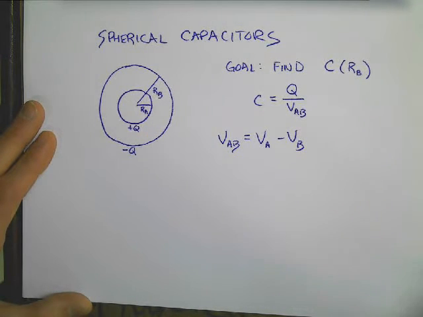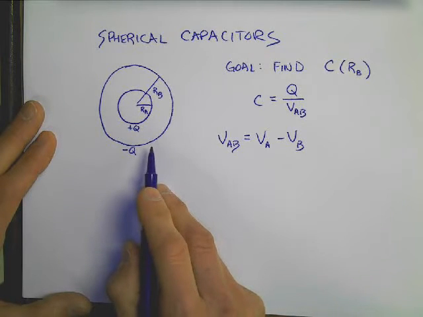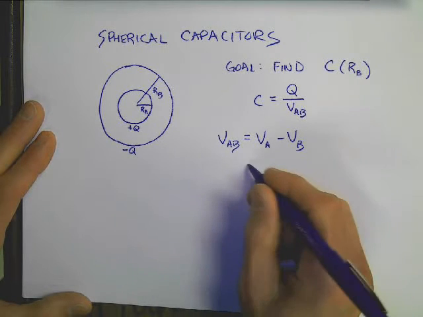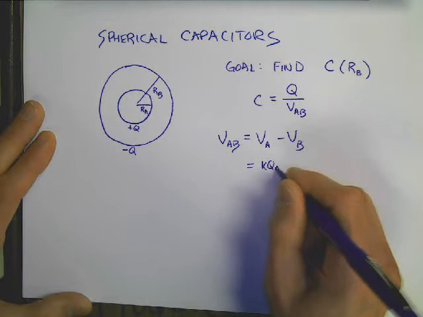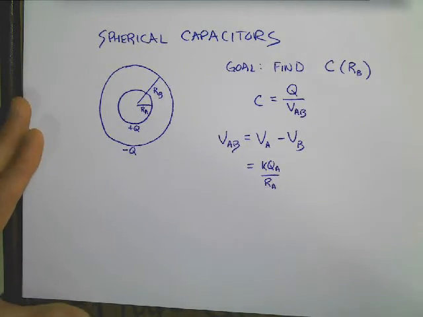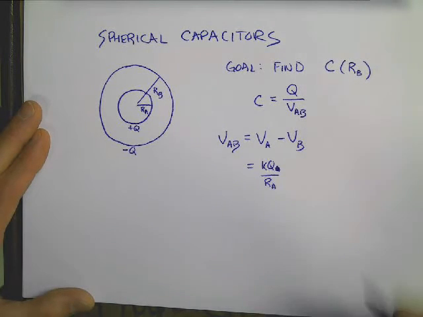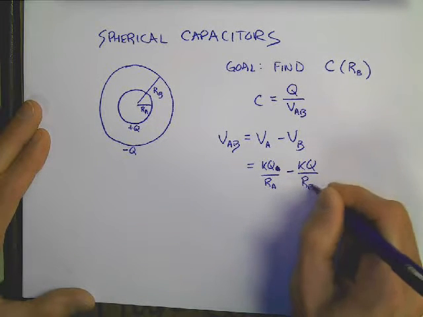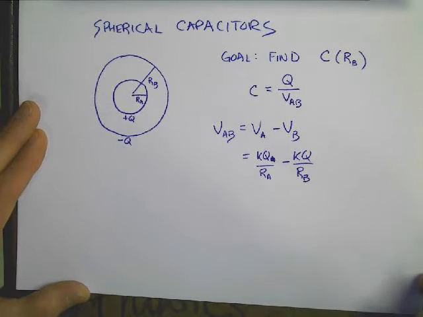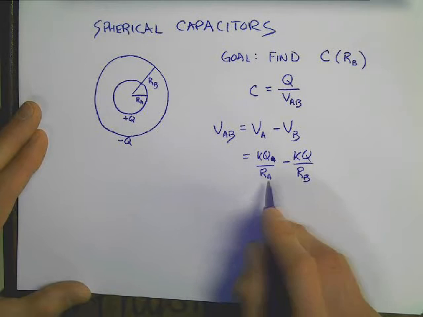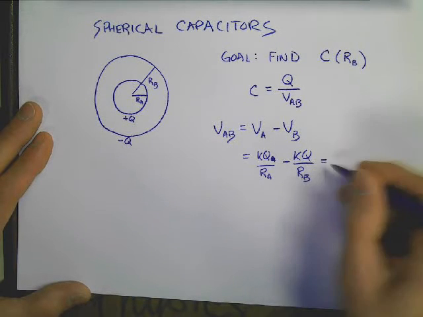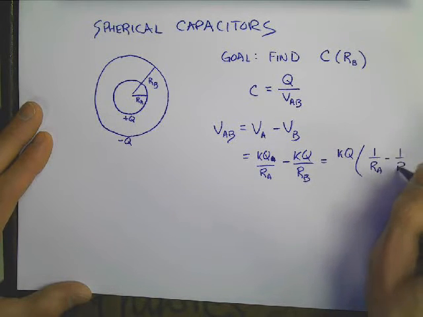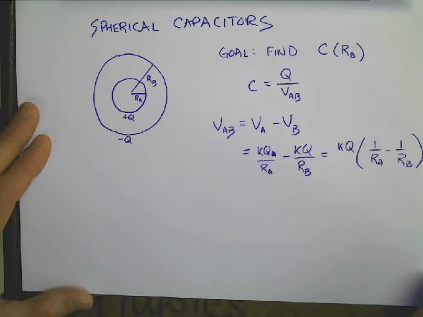The way that we can do this is very easy. We know that a sphere of charge can be treated as a point charge. So we're going to substitute each of these voltages with the point charge formula, using the respective radiuses. So it's KQ over RA minus KQ over RB, just subtracting the two point charge potentials. The KQ factors out, and that leaves us with that.